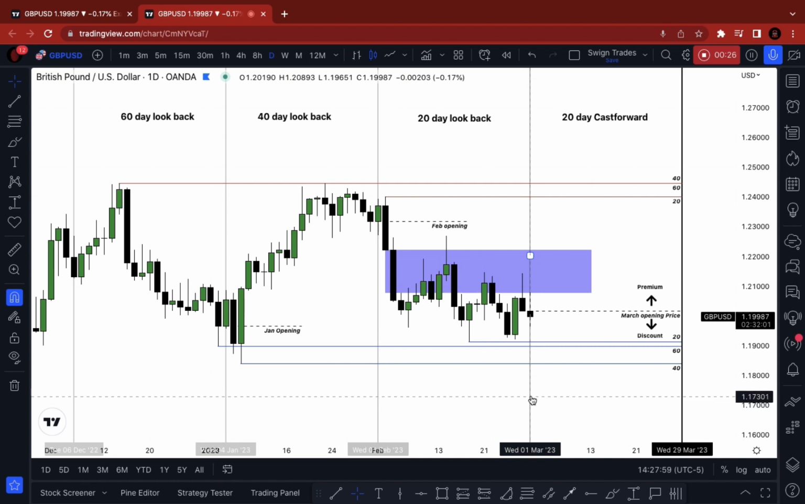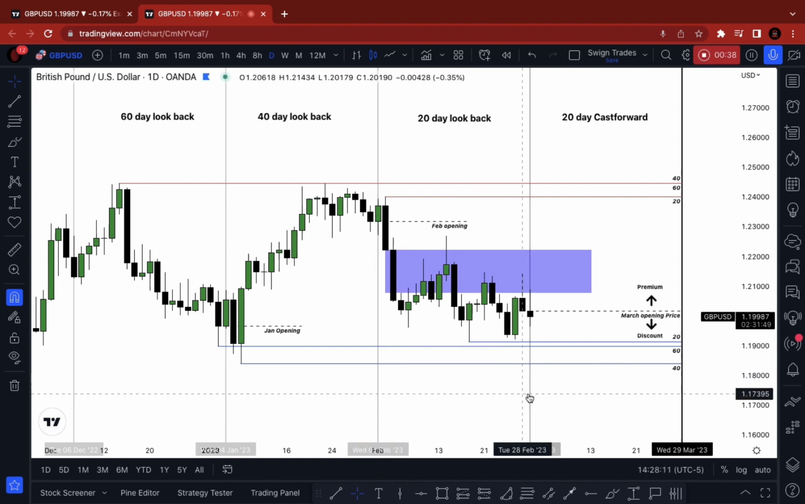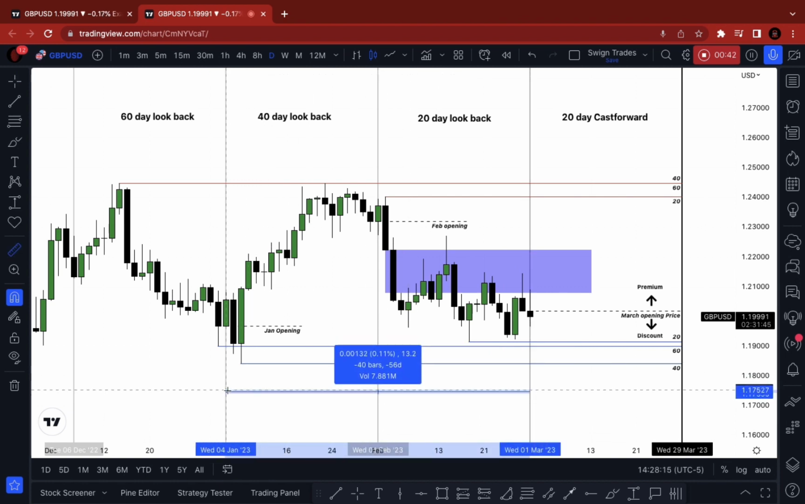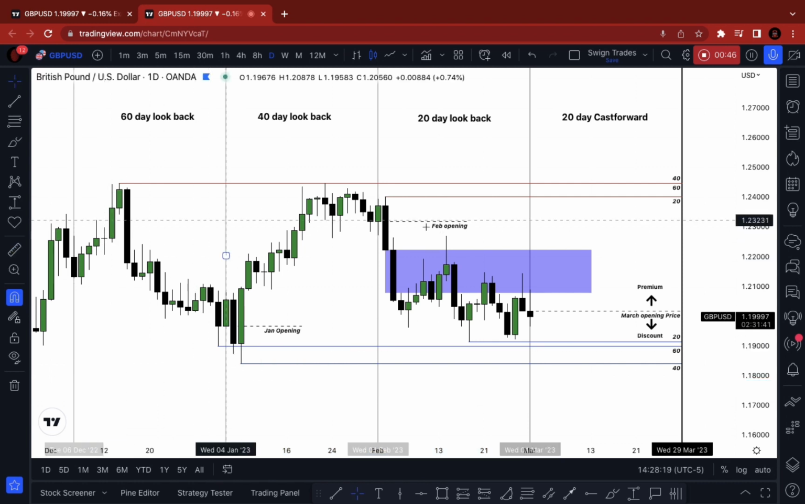So I'm starting at the beginning of the month. I'm counting back 20 days, 40 days, and 60 days. And hopefully I did that correct. I'm going to double check. So this is 20. It should be 20. That should be 40. Yep. And then this should be 60. So perfect. After that, I find the highest high and the lowest low in each one of those quadrants.